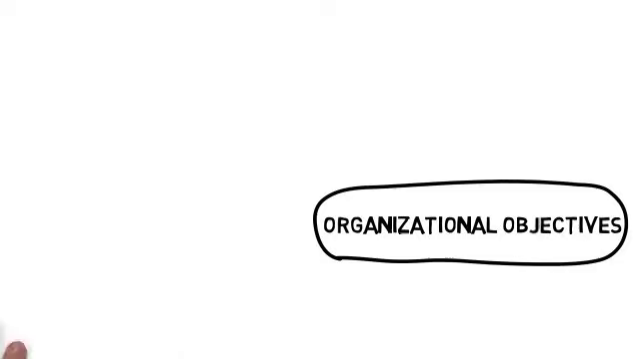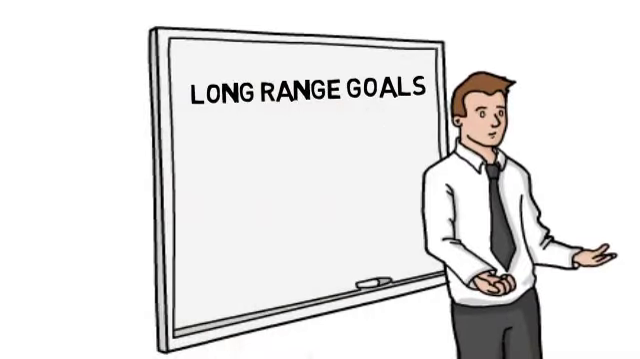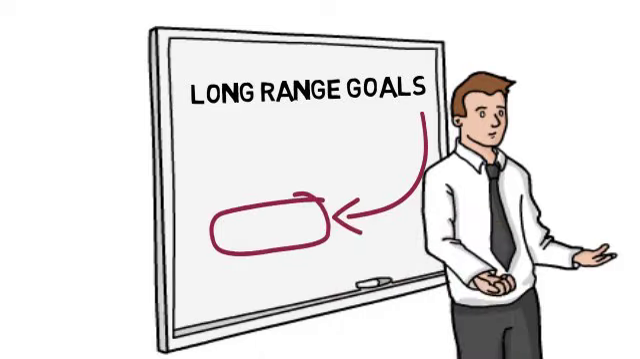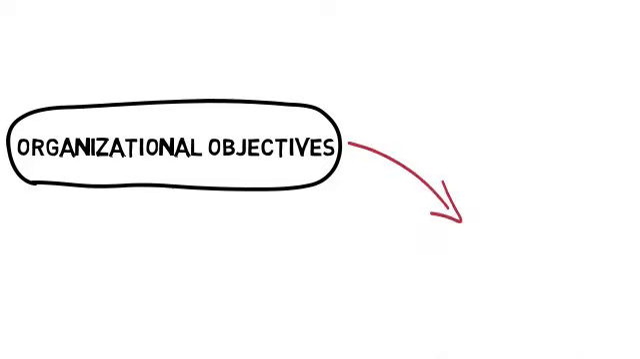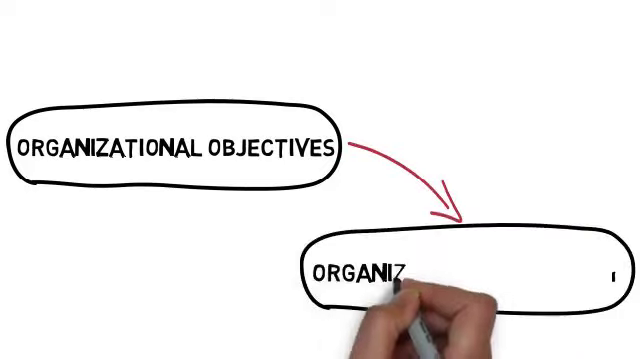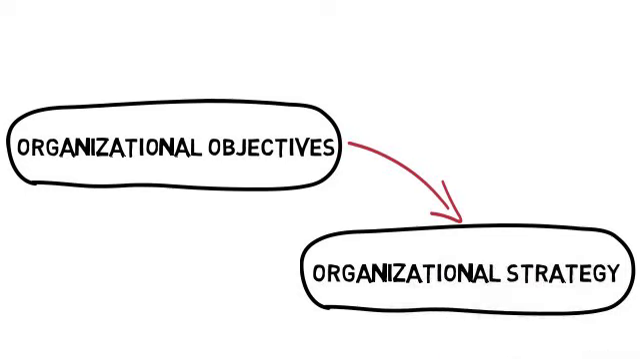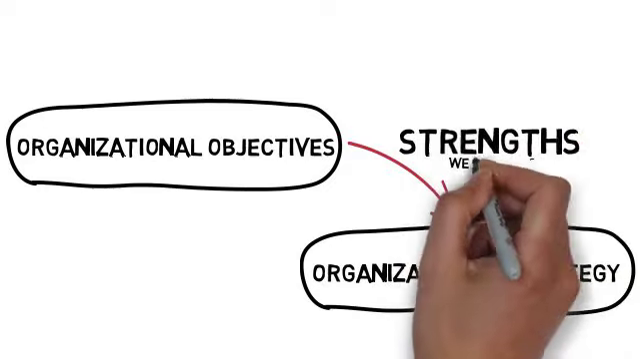Organizational objectives are the long-range goals of the organization that provide guidance in making decisions such as effective and efficient human resource development programs. The organizational objectives are implemented through the organizational strategy. An organization chooses a strategy to compete in the marketplace that provides an advantage over their competition when maximizing their strengths and minimizing their weaknesses. This is called their competitive advantage.